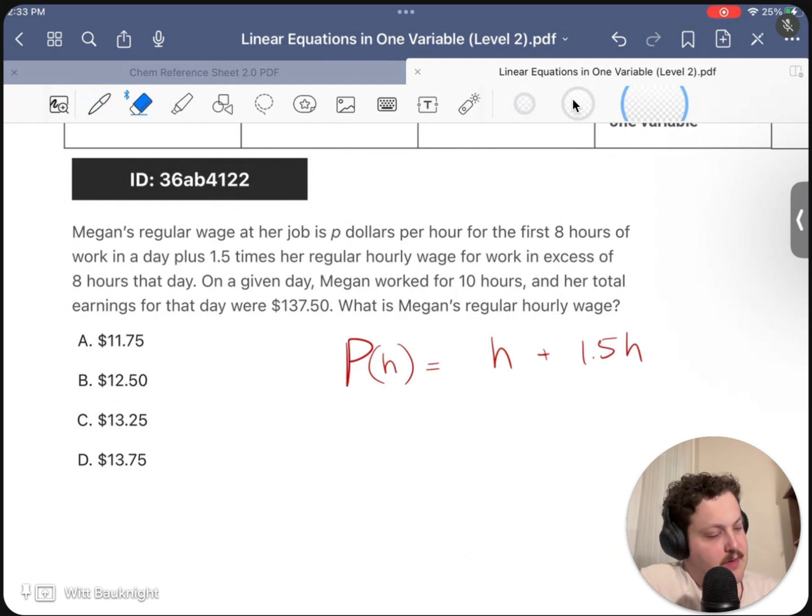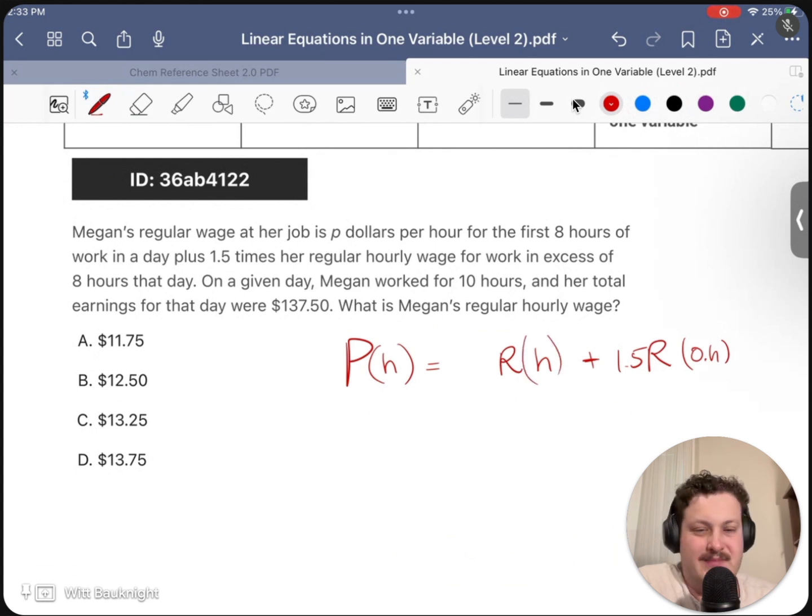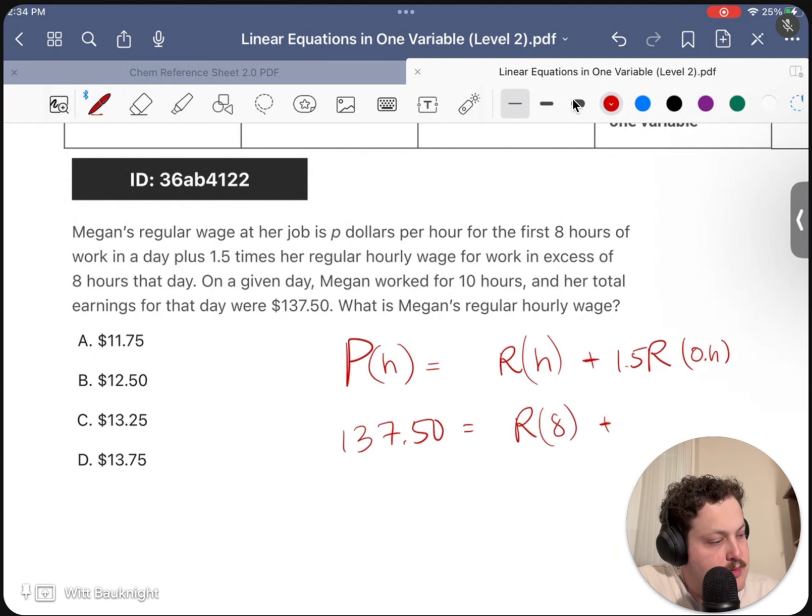Let me think if that's the right way of setting this up. We need to do the regular rate, that's what we're trying to solve for, times regular hours, plus 1.5 times the rate times overtime hours. Cool. So it's not really a great way of doing this, but we're mostly just plugging and chugging. 137.50 is equal to regular rate times 8 plus 1.5 times rate times 2.